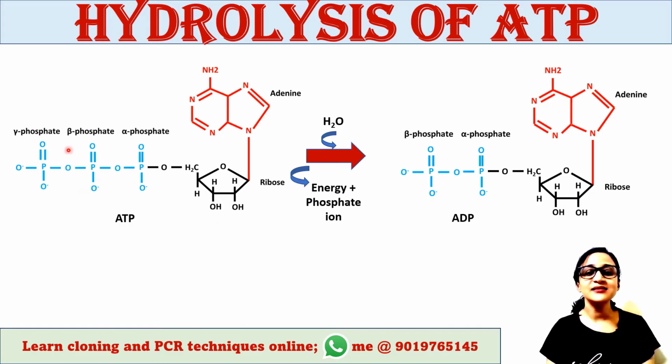So this is the ATP molecule. So when we add water, that means we are inducing the hydrolysis. So this bond gets broken down, and free energy and a phosphate ion get generated after this event. And ATP becomes ADP. So this gamma phosphate is removed from ATP.